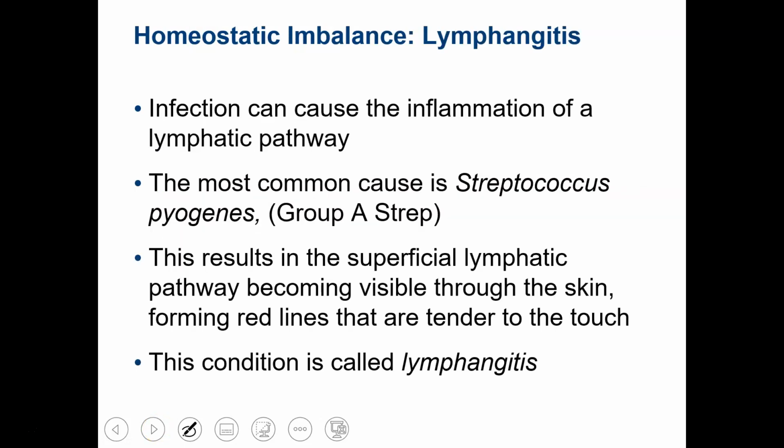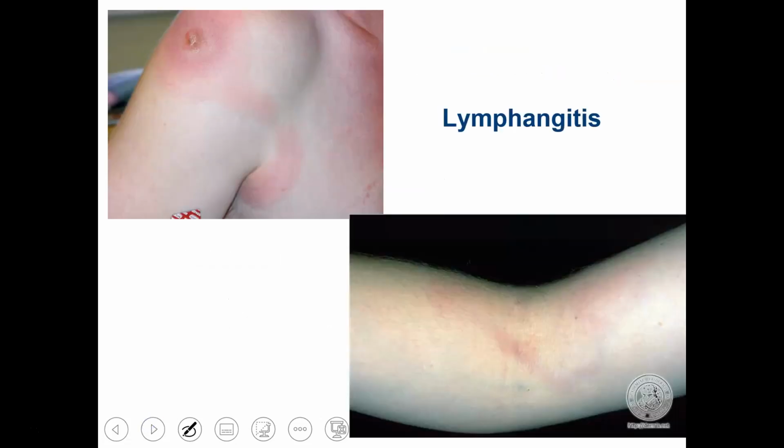Now, because we are washing this cell debris and bacterial cells and toxins and all sorts of garbage into the lymphatics, it's very likely that they can become infected. Lymphangitis is inflammation of the lymphatic pathway. The most common cause of this is a bacterial infection, group A strep bacteria. When it happens, you will actually be able to see the lymphatic pathway through the skin. It's going to be hot and painful. Here we see lymphangitis, and now you can see that lymphatic pathway, axillary pathway, popliteal pathway there.